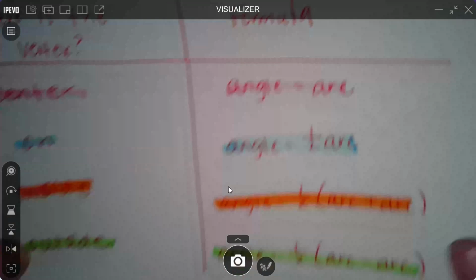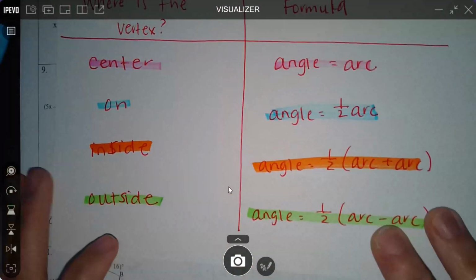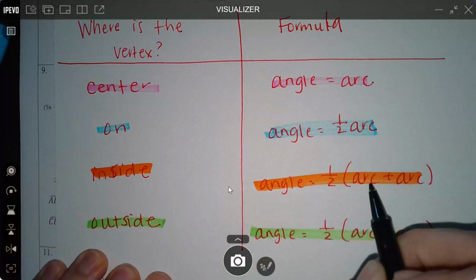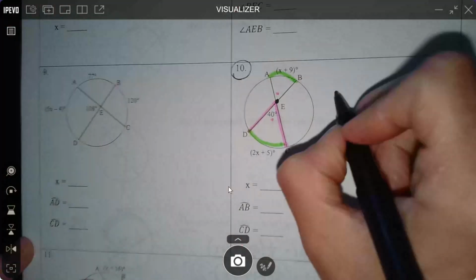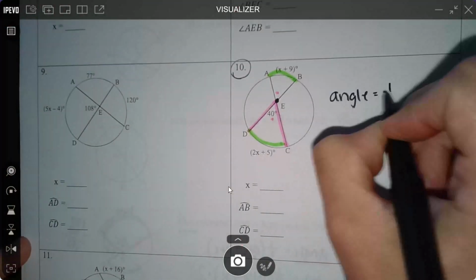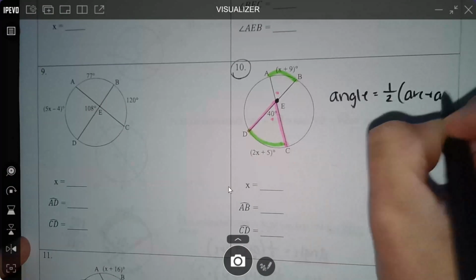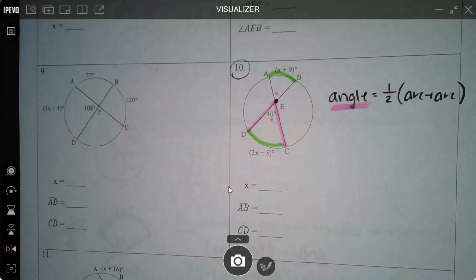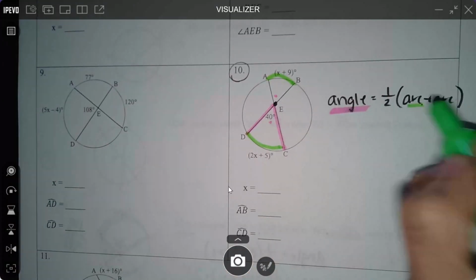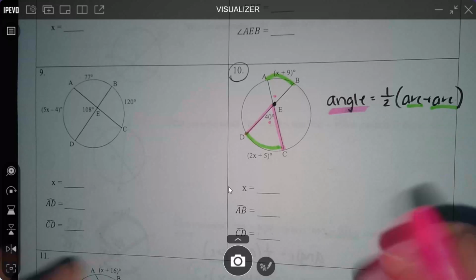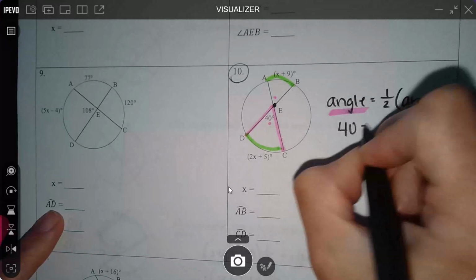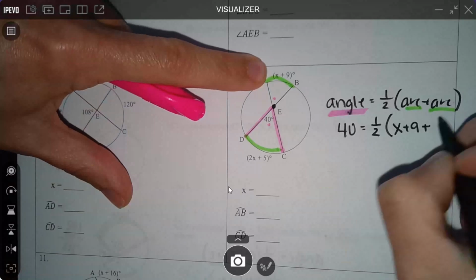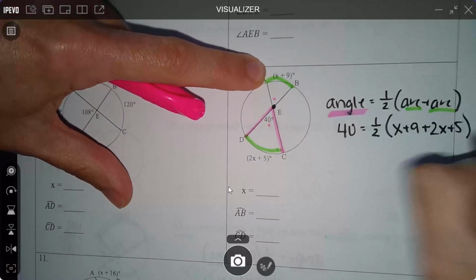So when I look over on my board to the side, you should see these formulas. So it's somewhere inside. So again, I'm using this formula, okay? So angle equals 1/2 arc plus arc, okay? So my angle is right there, my 40. My arcs are the green, okay? So I have 40 equals 1/2 x plus 9 plus 2x plus 5, okay?